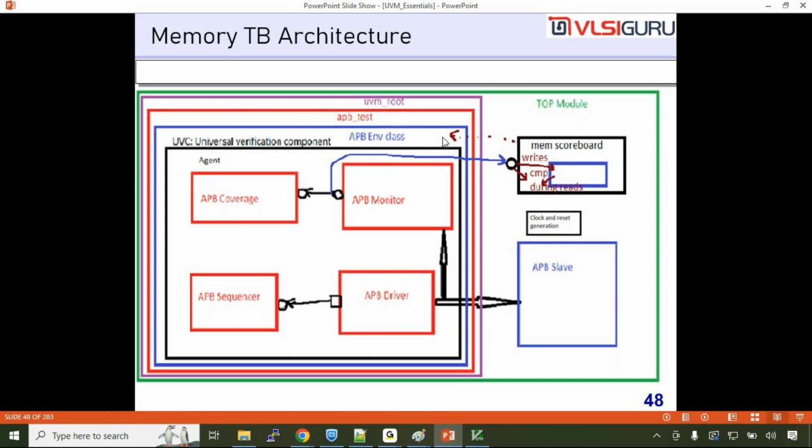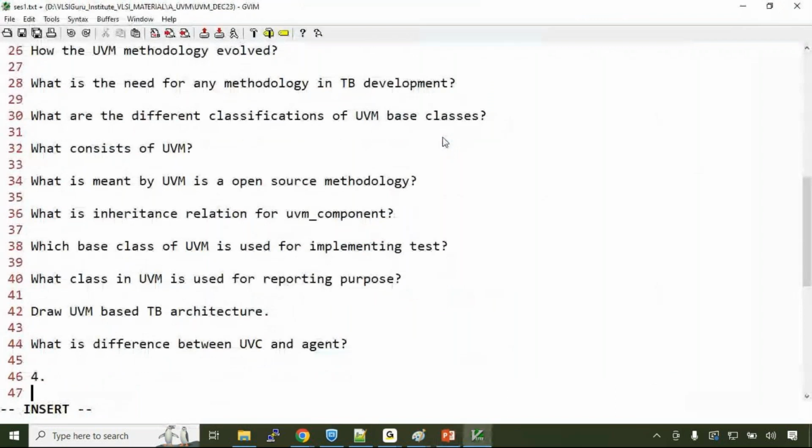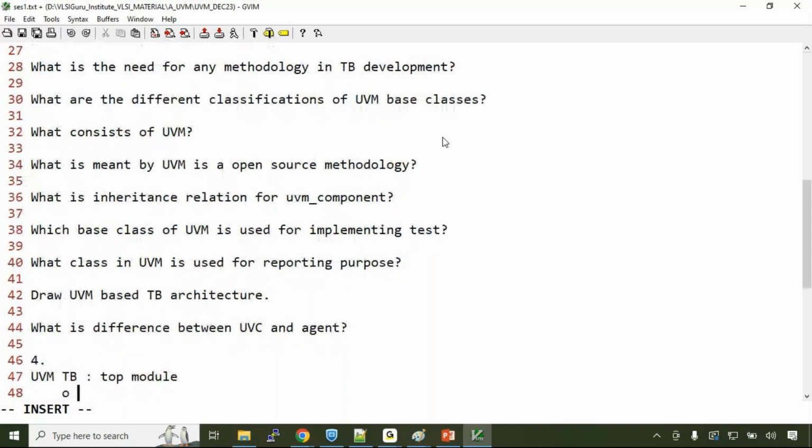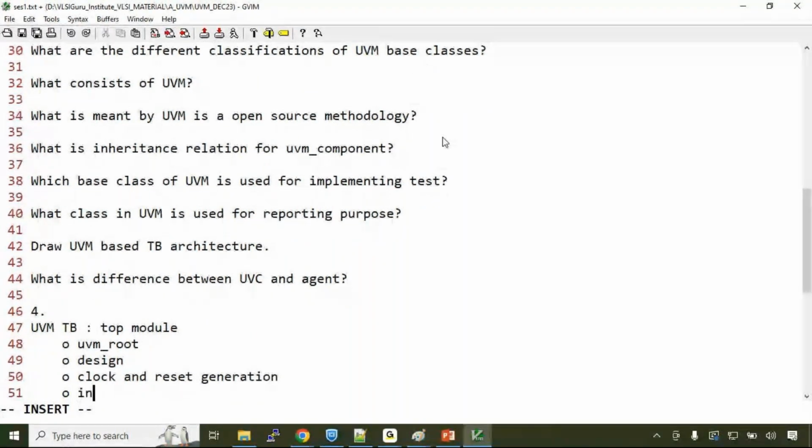Okay. So in summary, the topmost thing in the UVM test bench is the top module. Below the top module, what do you have? The UVM root, design, clock and reset generation, and interface declarations. You know, right? Virtual interfaces. Sorry, physical interfaces. Typically, these are the things that are part of the top module.